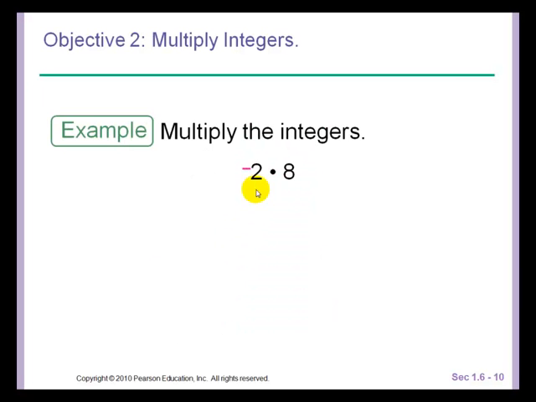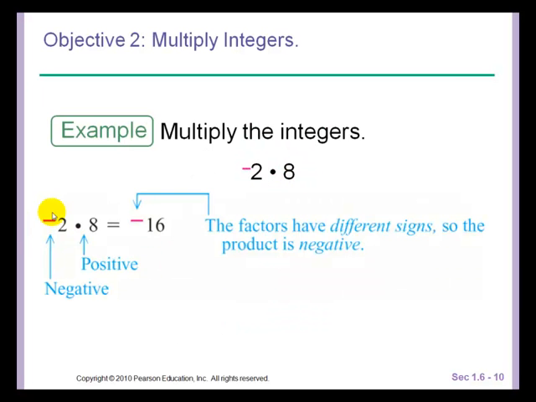So an example, negative 2 times 8. Since you have one negative and one positive, they're different signs, so the answer is negative. So negative 2 times 8 is negative 16.